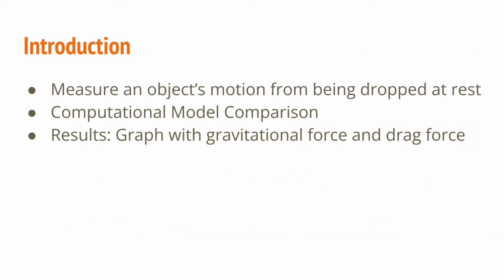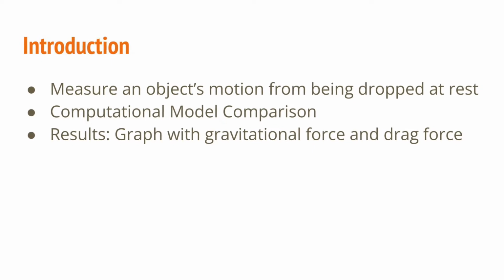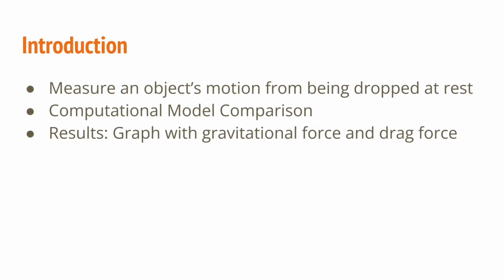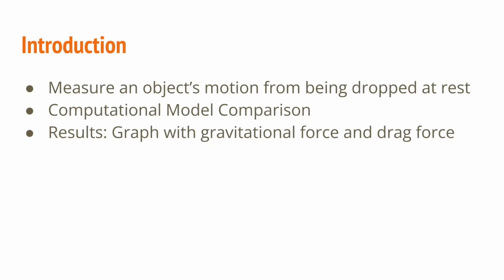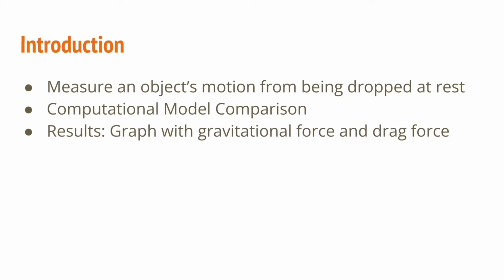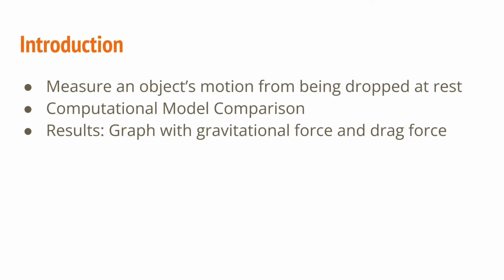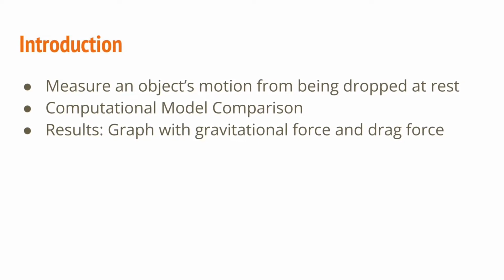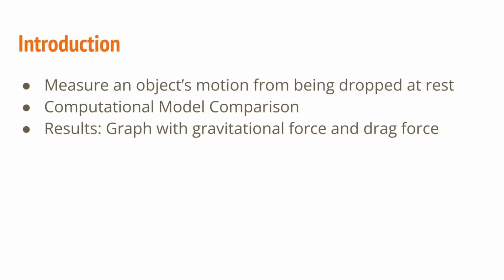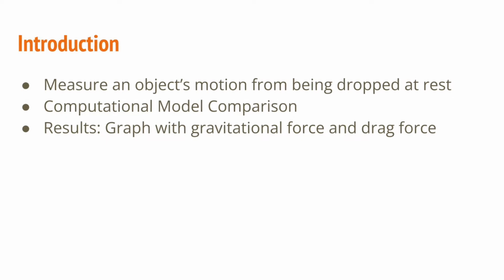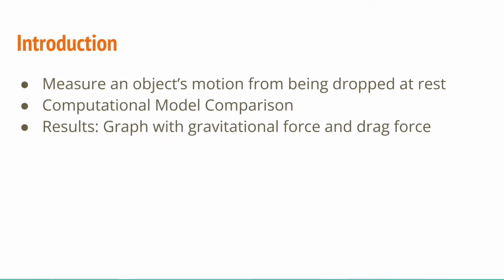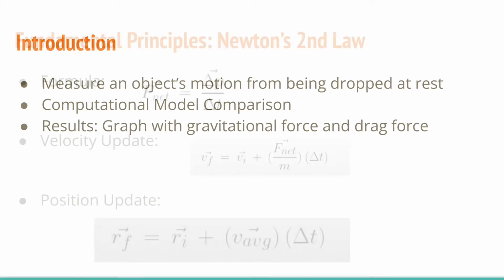In this lab, I measure an object's motion from being dropped at rest. I will also compare the observed motion from the object to two computational models to see how the two different known forces of gravity and drag force can affect position and how well they predict the motion observed. Results show that the more forces that are taken into consideration, aka the drag force, the more accurate the predictive value of the computational model becomes. My computational model that considered both drag force and force of gravitation was more accurate than my computational model that did not consider drag force.